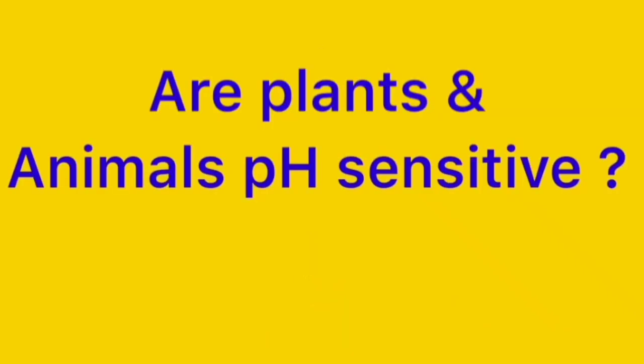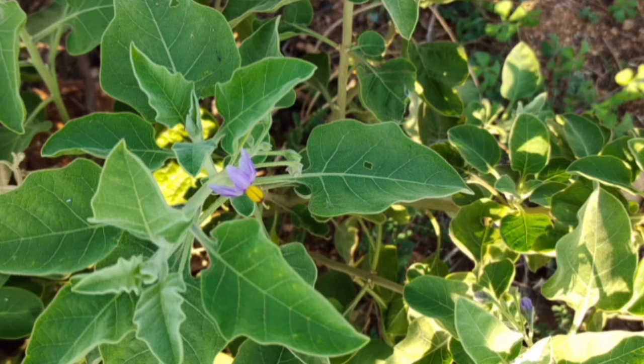Are plants and animals pH sensitive? Living organisms can survive only in a narrow range of pH change. When the pH of rainwater is less than 5.6, it is called acid rain. When acid rain flows into the rivers, it lowers the pH of the river water. The survival of aquatic life in such rivers becomes difficult.